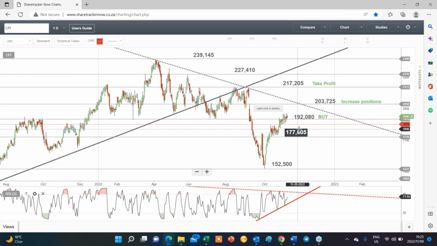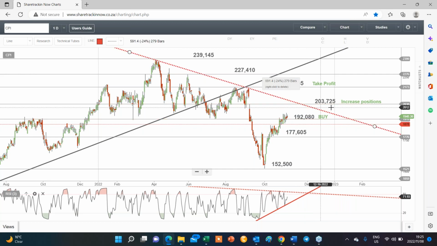at 1,920.80, with the next level being at 2,037.25. Now, if there's a green candle that forms above that level tomorrow, its RSI is not even overbought yet. It is all systems go.